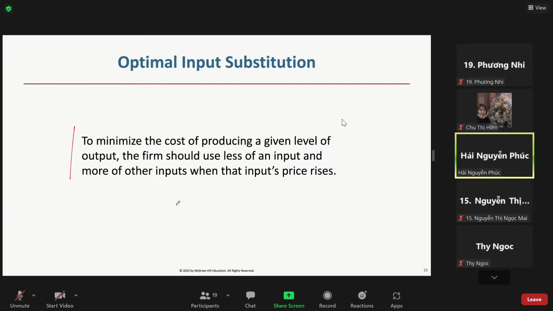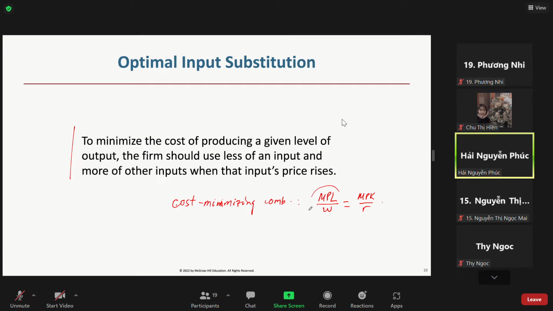If we want to have the cost minimizing combination, the condition for the cost minimizing combination of inputs is based on the following. The marginal product of labor per dollar spent should be equal to the marginal product of capital per dollar spent.